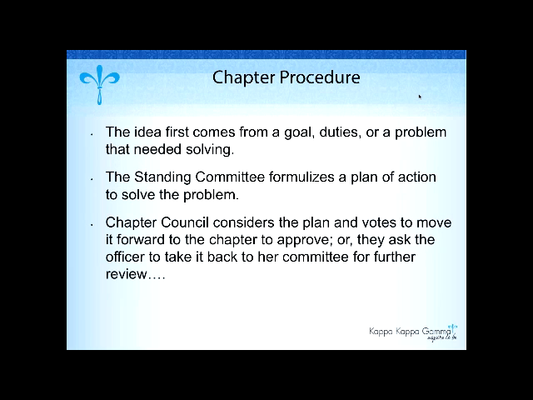So again, just to reiterate the role that all members play in the governing of the chapter, and I think so often some of our members forget this, the handful of chapter council officers do all the work and they're not involving all of the members.